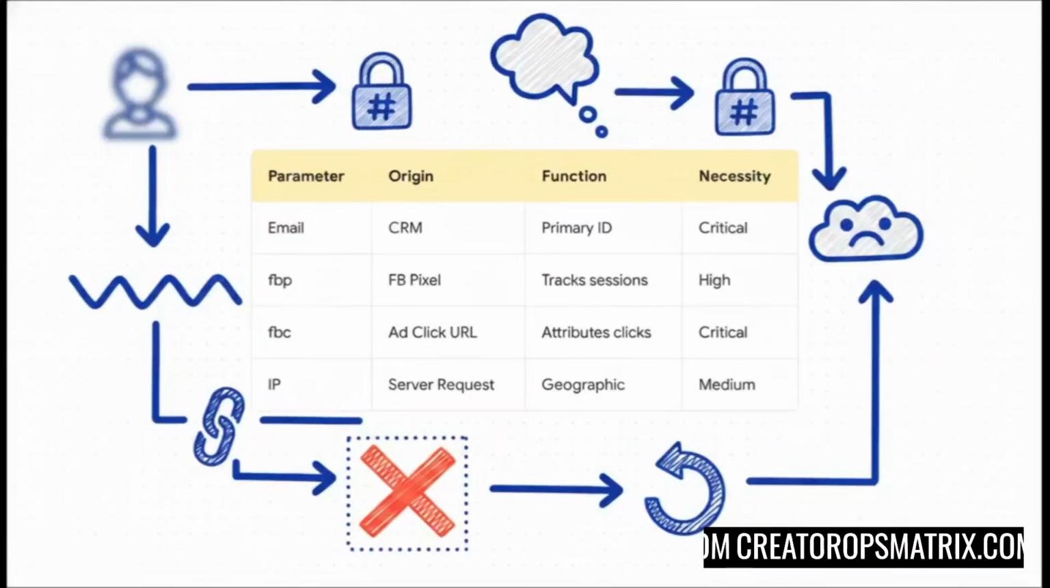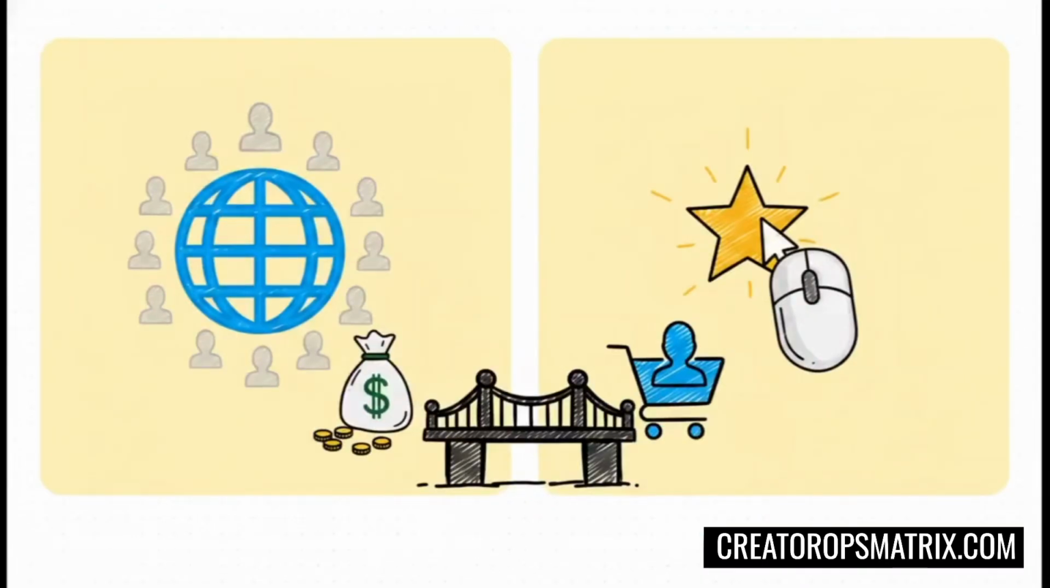Both are important, but the FBC is critical. And of course, IP addresses help with geographic matching. If you're missing these, especially the properly formatted user data, your score will definitely tank. Now, the operational gap most media buyers miss is the exact difference between the FBP and the FBC.